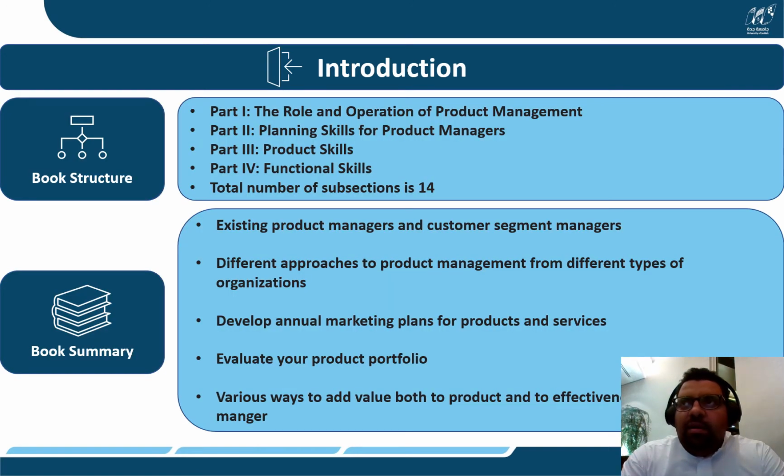As I mentioned, as a part of the introduction, we will talk about the book structure, and also we will have the main points as a book summary. First of all, we will talk about the book structure. The book is divided into four main sections, and these four main sections include 14 subsections.